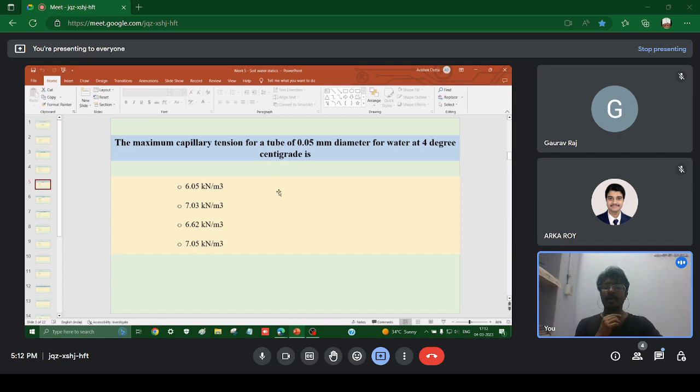The maximum capillary tension for a tube of 0.05 mm diameter for water at 4 degrees centigrade is, in kN per meter cube, the options are 6.05, 7.03, 6.62, or 7.05. Okay. Next question.